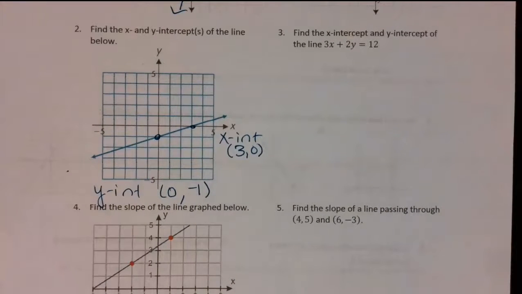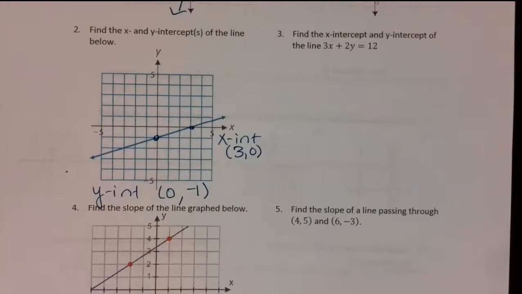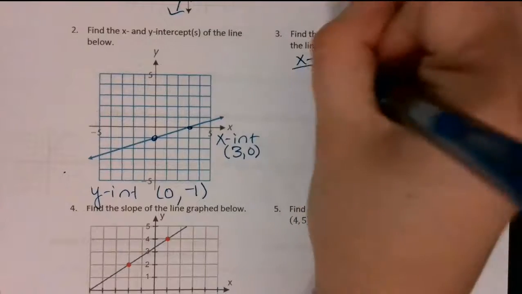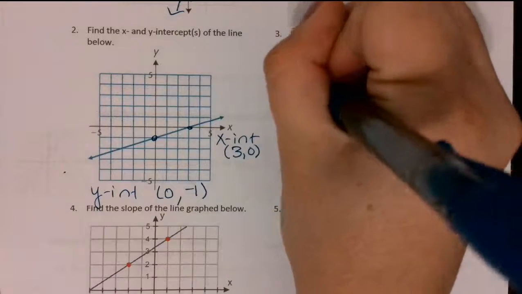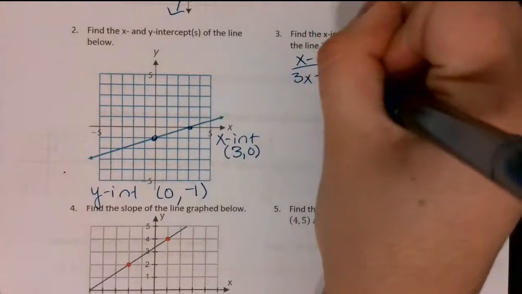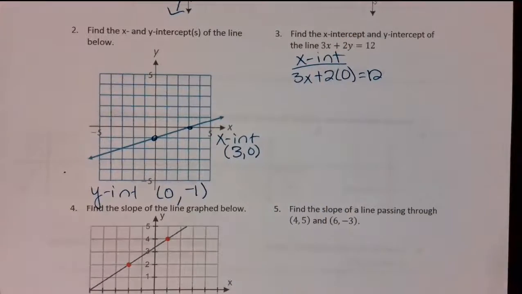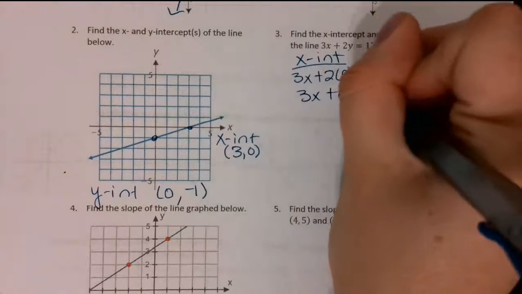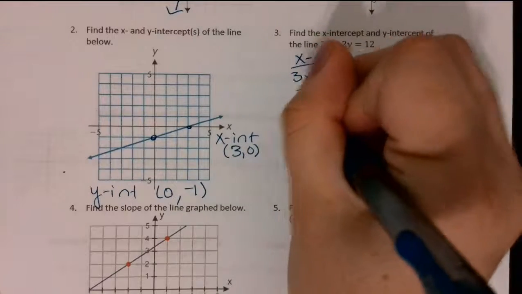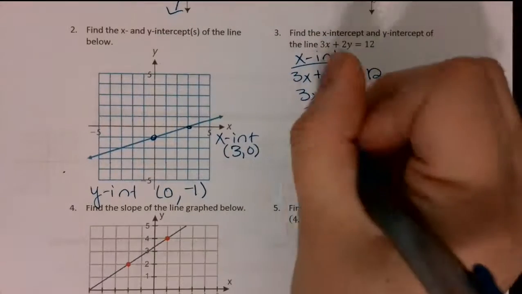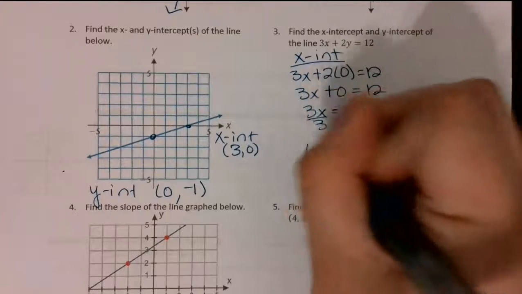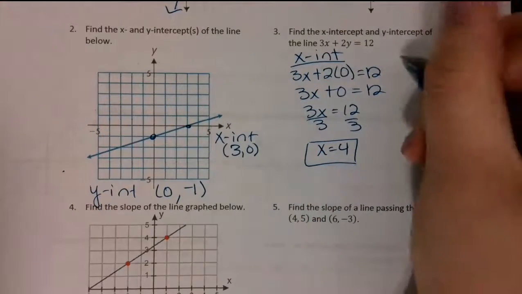Number 3 wants me to find the x-intercept and the y-intercept of the line 3x plus 2y equals 12. So to find the x-intercept, I'm going to plug in 0 for y. And then I have 3x plus 0 equals 12. 3x equals 12. Divide by 3. X equals 4 for my x-intercept.